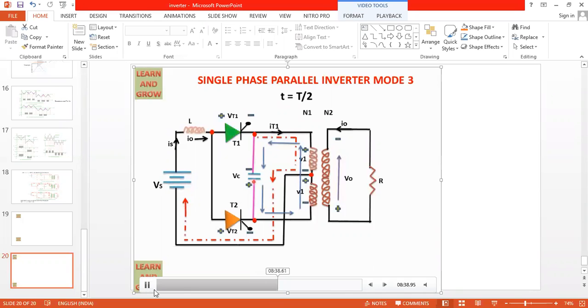Okay, now what is the specialty in mode 4? The capacitor discharges once again. What is the discharging path? From C plus to lower winding to common point, and from common point to upper winding to the C minus. So now the capacitor is discharging with opposite polarity. Current also flows through the load in opposite direction. So if you see mode 1 and mode 4, the direction of the current flowing through the load is in opposite direction. Okay.